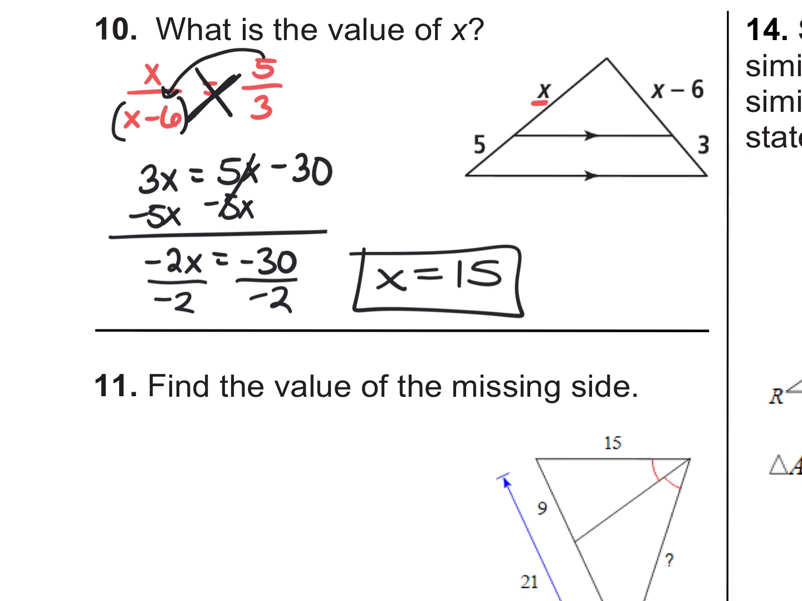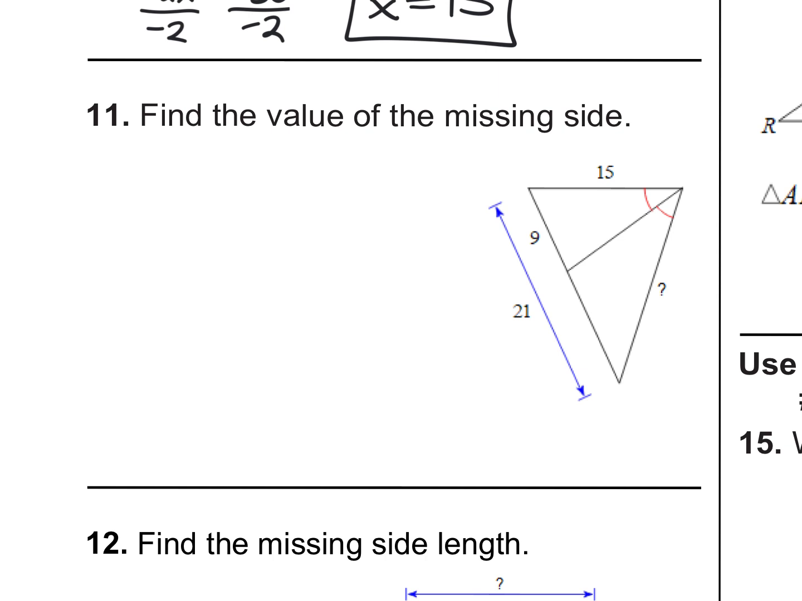All right, number 11, we have a different diagram here. What I want you to understand about this diagram is we have an angle bisector this time. What that does is that allows us to compare this triangle with this triangle. So the two triangles that the angle bisector creates, those are the two that we're comparing. Okay, so if I start with x here, what can I relate x to?